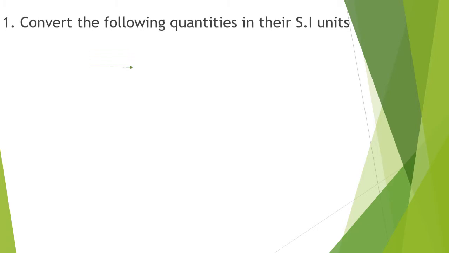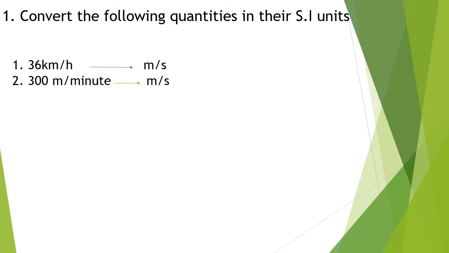Children, the first question, convert the following quantities in their SI units. Two questions are here. 36 kilometer per hour, we have to convert it to meter per second. Second question, 300 meter per minute has to be converted to meter per second. So, kilometer per hour to convert to meter per second, we have already discussed that the number has to be multiplied by 5 by 18.